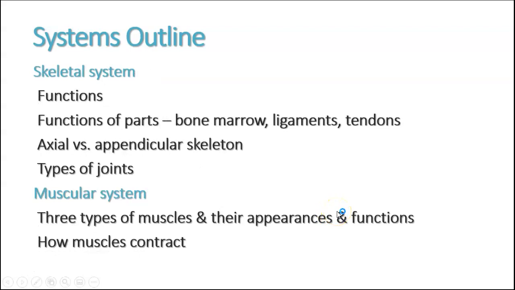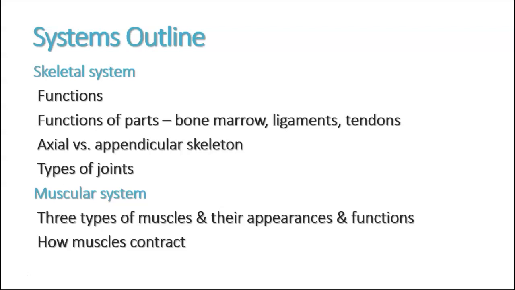Skeletal system functions, of course, are to support your body and provide a place of attachment for your muscles, also to protect your internal organs, like within the chest cavity. And the functions of the parts, you need to know what bone marrow does, what ligaments and tendons do. Remember that bone marrow is found in the bones, and the red marrow is involved in making red blood cells and white blood cells, and the yellow bone marrow, in the long bones, is used to store fats. Ligaments connect bone to bone. Tendons connect muscles to bone.